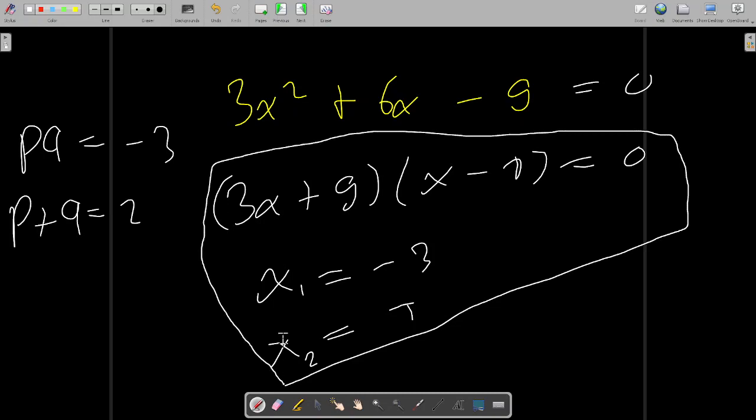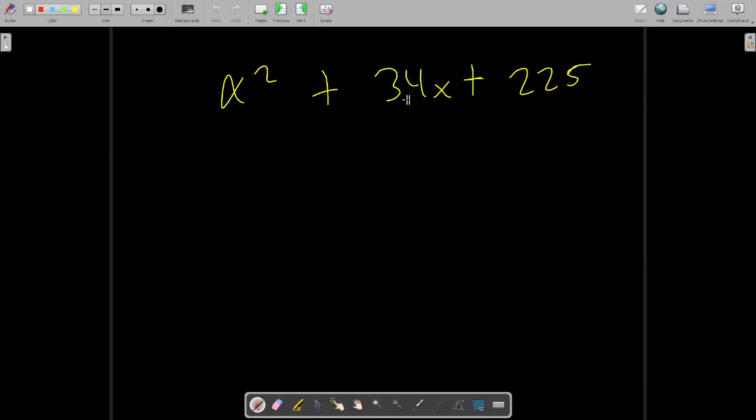Alright, let's look at one final example. X squared plus 34x plus 225. Wow, you must think this is going to be very, very crazy. This is going to be very, very hard as the numbers are big. But remember, in order to be good at math, you have to face the big problems first. Once you've faced the big problems, the other problems will get much and much easier. If you're afraid to face the big problems in math, you'll get nowhere.